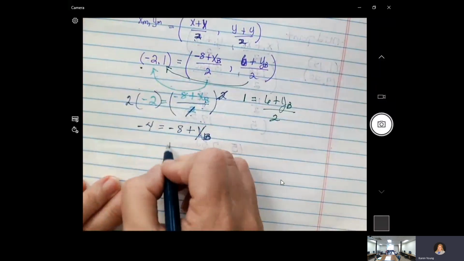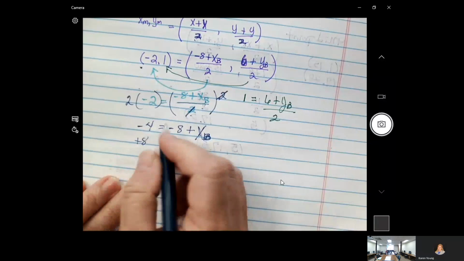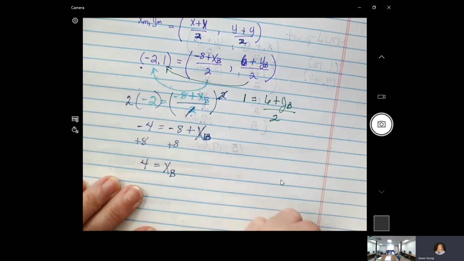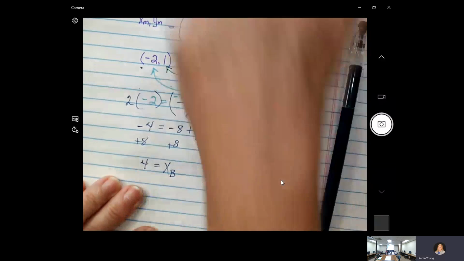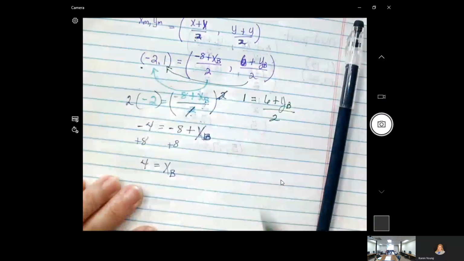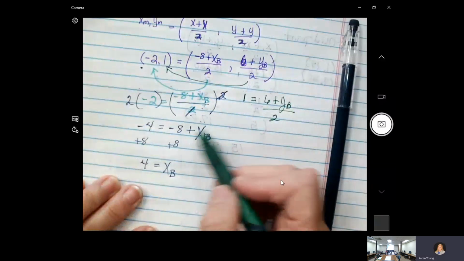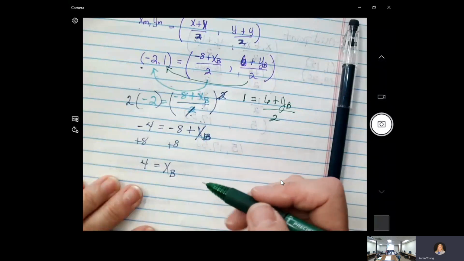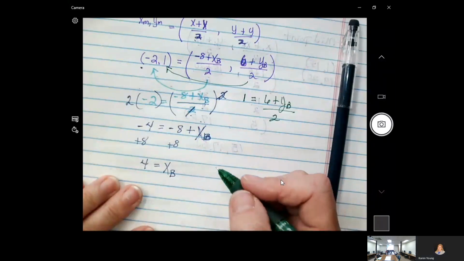And then I'm going to add 8 to both sides. So 4 is going to equal my xb, or my x endpoint. Okay, so once you get rid of that 2, well, even with that 2, but once you put them together, you've got just a simple algebraic equation.